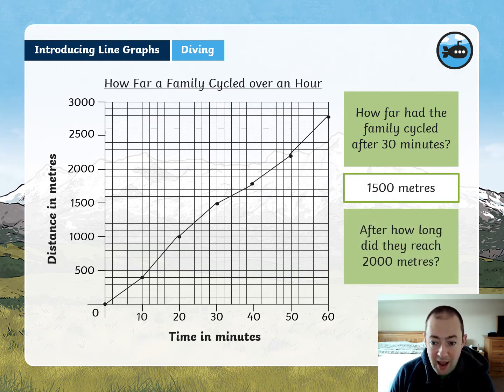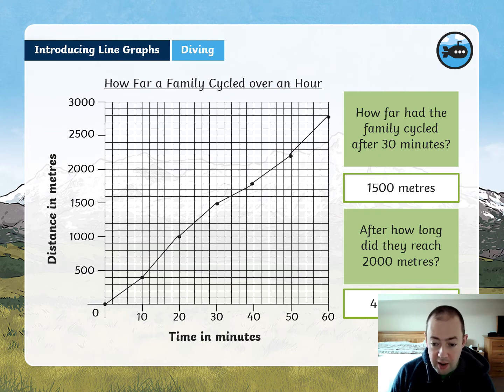This one's a harder one. After how long did they reach 2,000 meters? So if I look at 2,000 and I read it across, this time it's not going to hit a dot, it's going to hit the line, but it doesn't matter because where it hits the line, I would then read down to the time at the bottom. Now I can see it's about halfway between 40 and 50, so I'm going to go with 45. And you can see it's just behind my head there, 45 minutes is the answer.